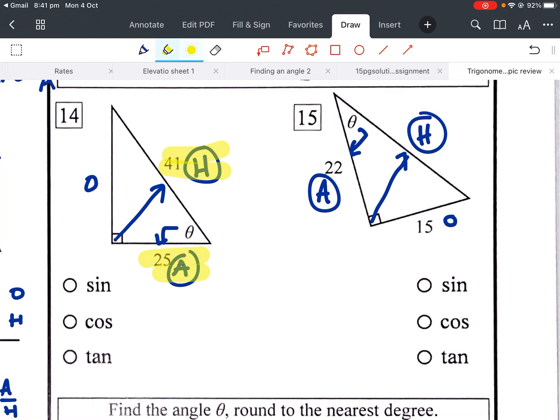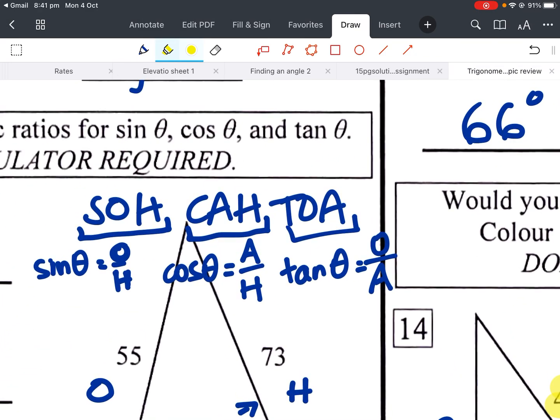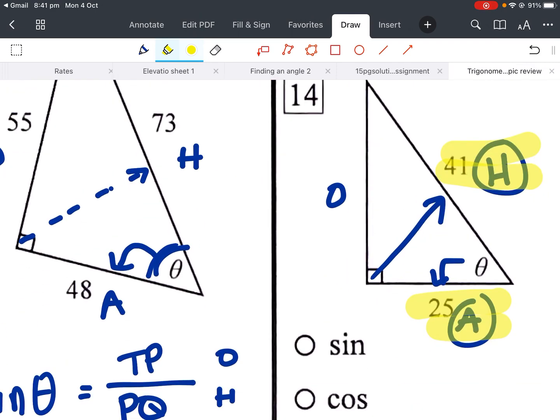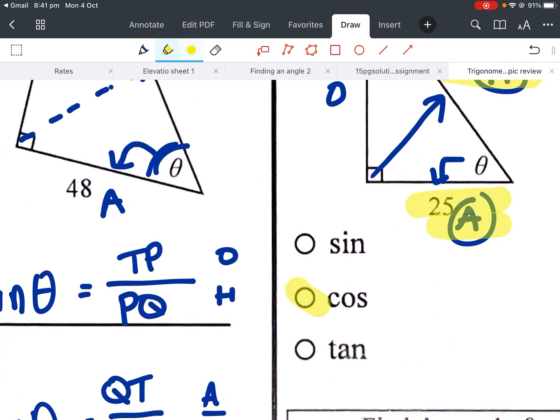So I've got A and H. So go back over here. Which one uses A and H? Is it sine, cos, or tan? Hopefully you said it's cos, miss.